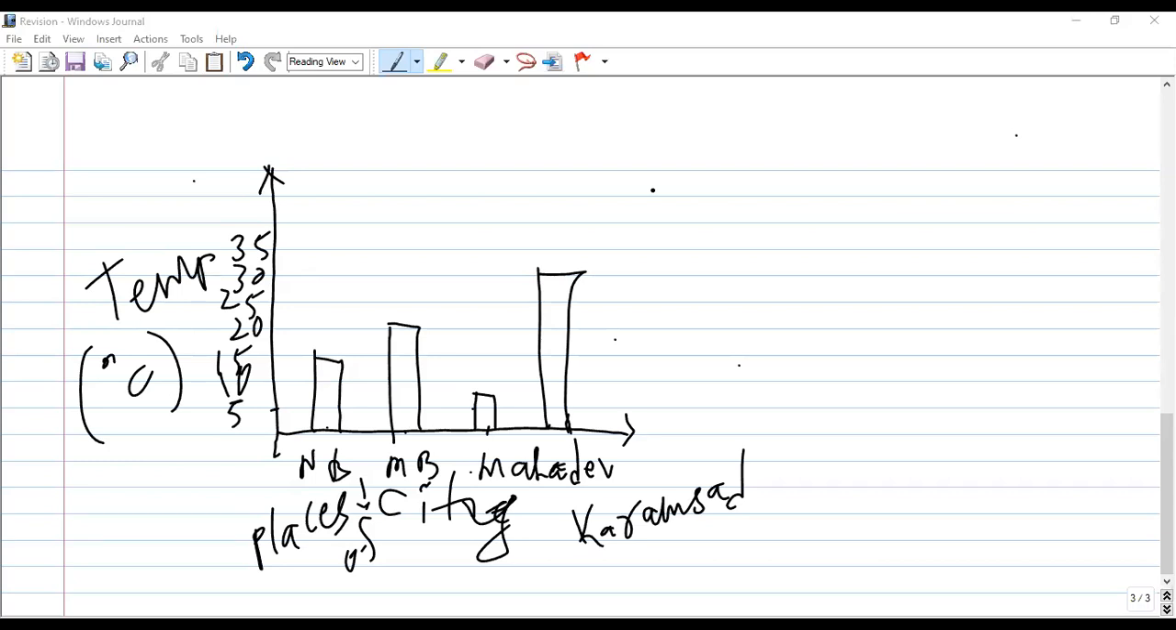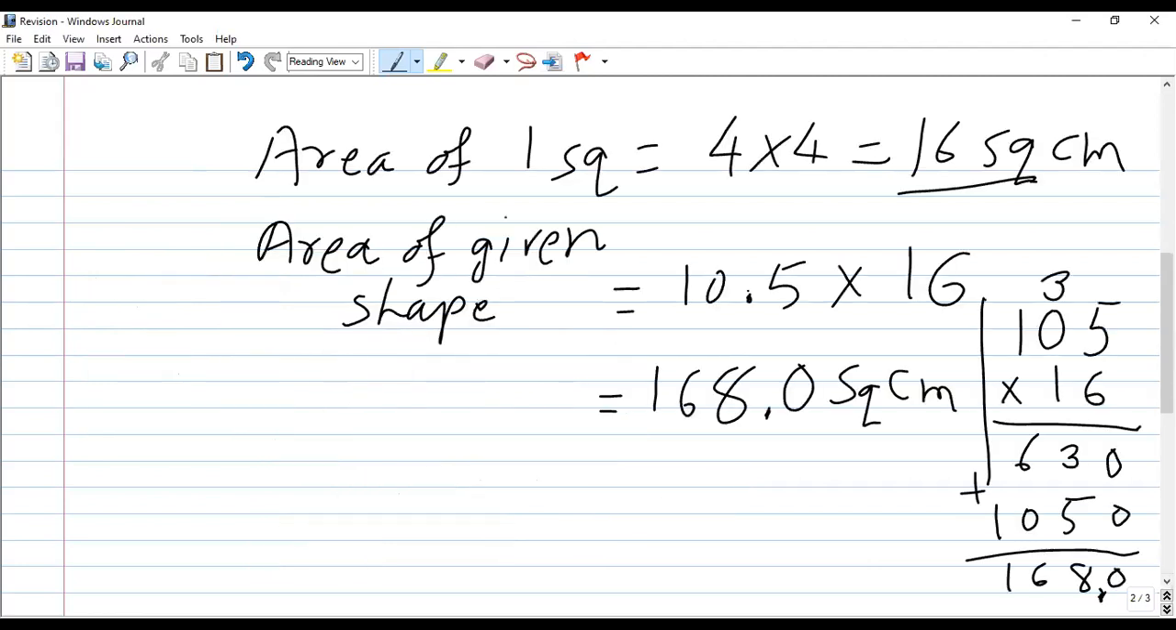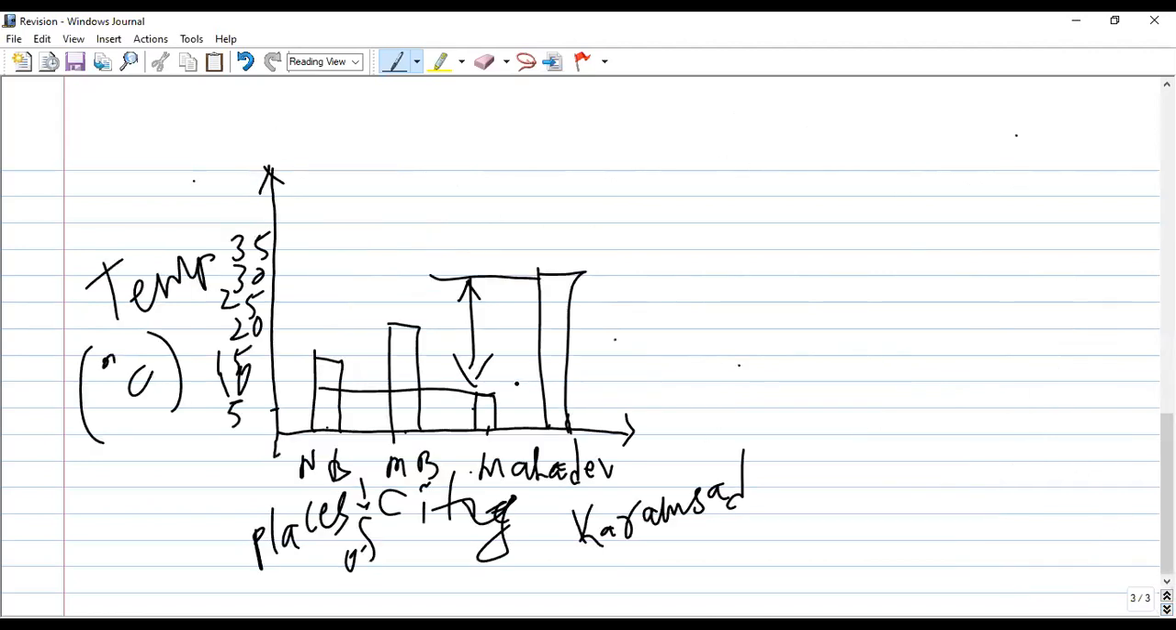The question will be: what is the difference between the highest and the lowest temperature? So you will have to read the highest temperature here, then the lowest temperature here, and find the difference between these two. And there might be a question about the temperature difference between these two. So you will have to read the question very carefully. Not simple subtraction. Sometimes it might be comparison.